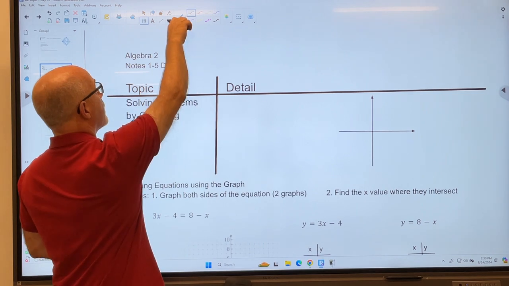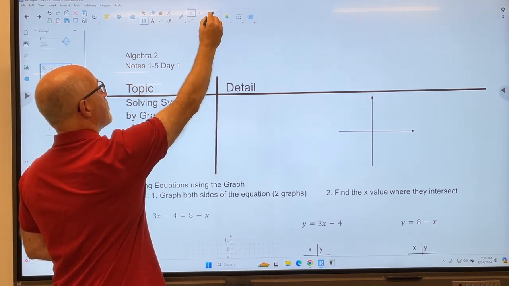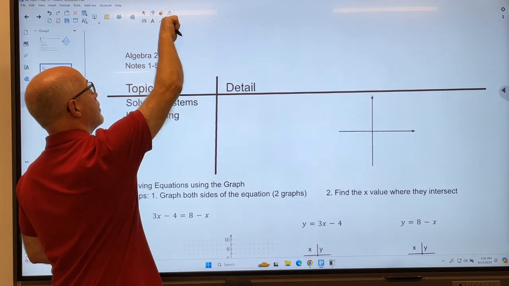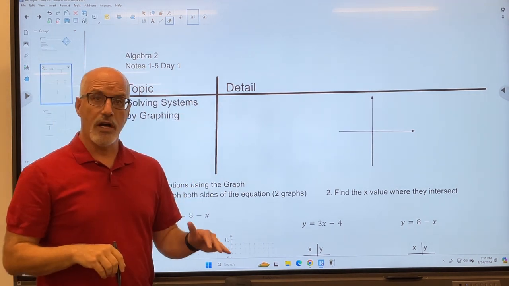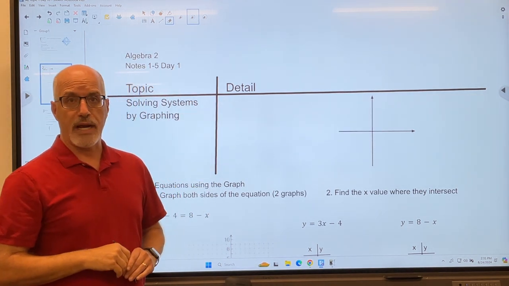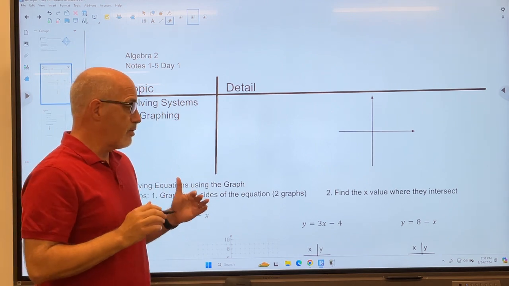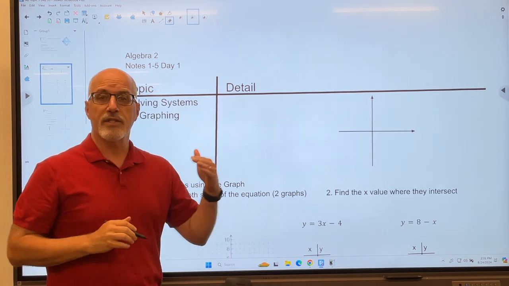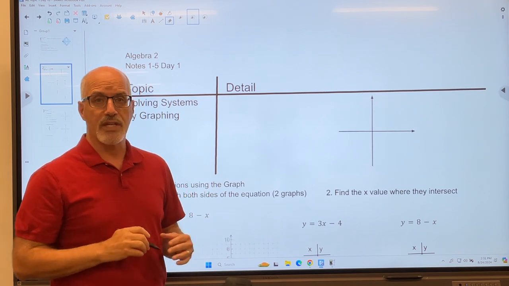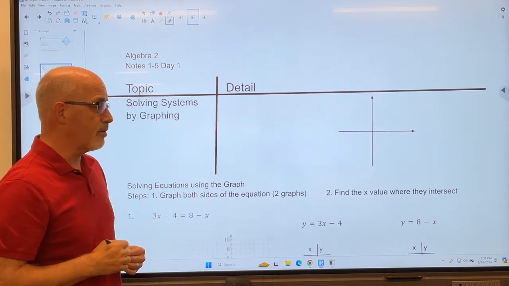So when we do these, I want you to make sure you pay attention to the detail and be very precise on your graphs. It's very important. We're going to use our graphing calculator, but when you transfer it over to the graphs, you have to be precise on the ordered pairs that you list.